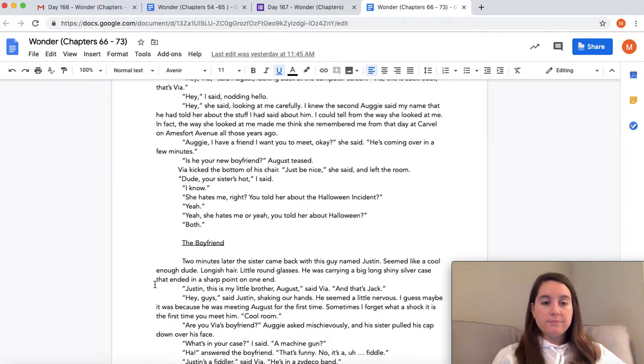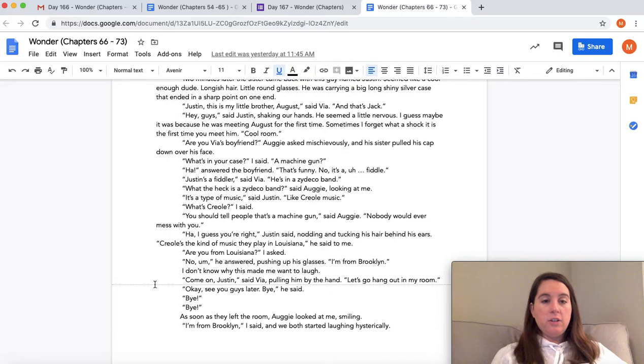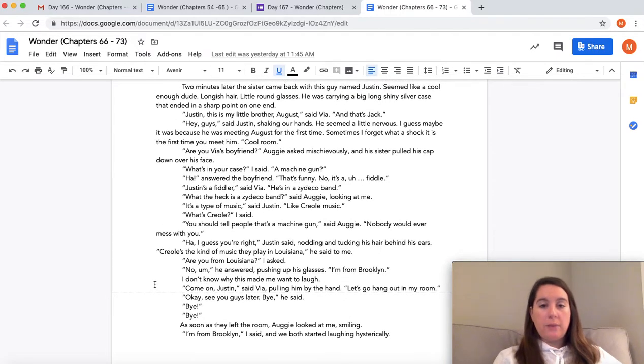The boyfriend. 2 minutes later, the sister came back with this guy named Justin. Seemed like a cool enough dude, longish hair, little round glasses. He was carrying a big, long shiny silver case that ended in a sharp point on the end. Justin, this is my little brother August, said Via, and that's Jack. Hey guys, said Justin, shaking our hands. He seemed a little nervous. I guess maybe it was because he was meeting August for the first time. Sometimes I forget what a shock it is when you first meet him.